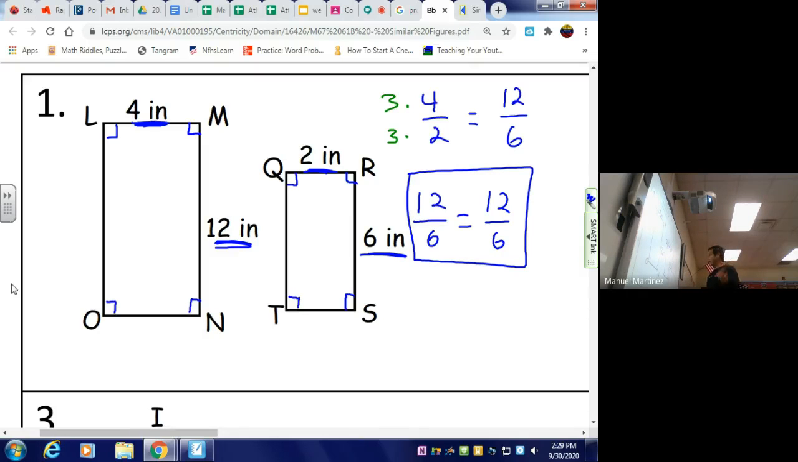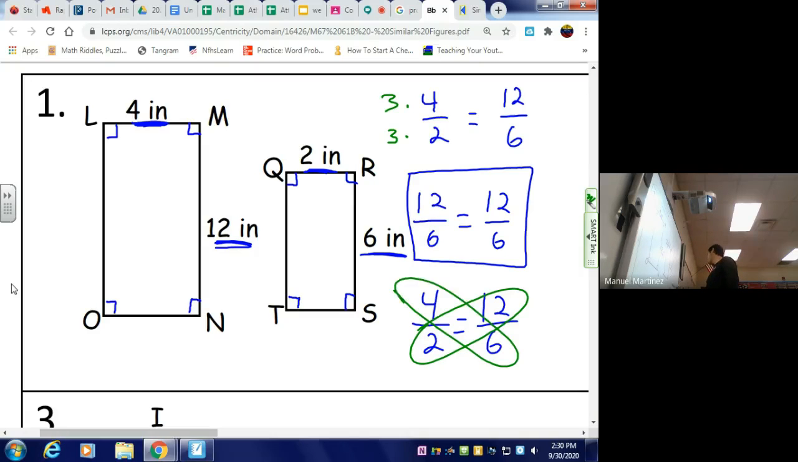Another way, and I want to write it down because I like that way, is what you all call butterfly method, which is actually cross multiplying, okay? So you're going to cross multiply. And if you get the same product, then they are proportional, okay? So 6 times 4 is 24, and then 2 times 12 is 24, okay? So there you go. You got the same product, they are proportional.